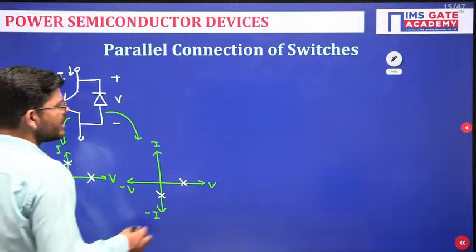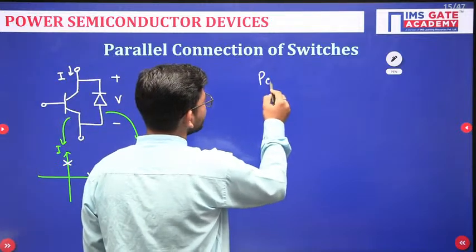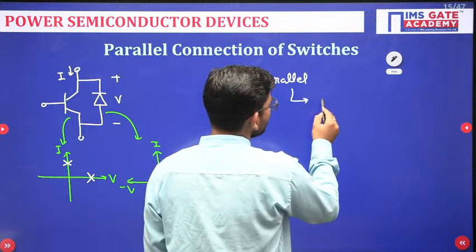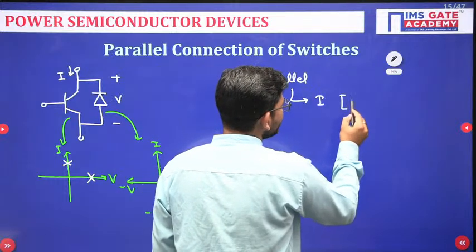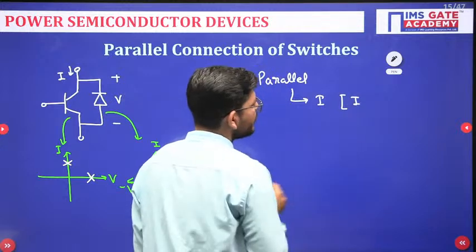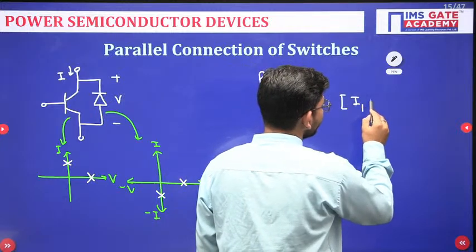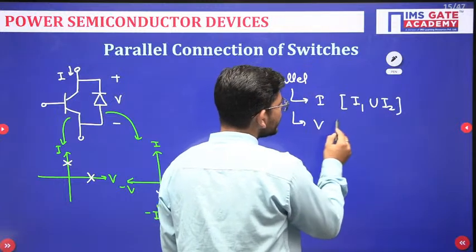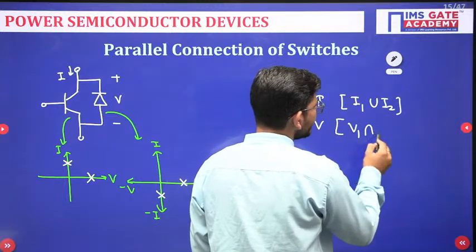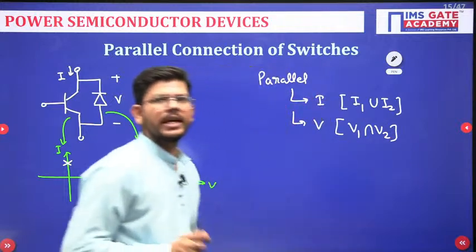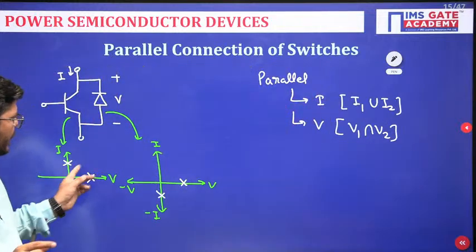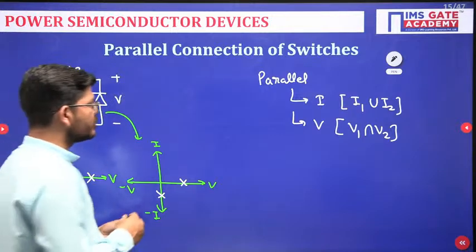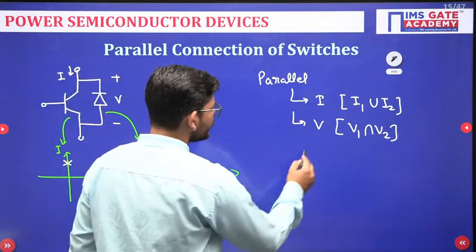Now they are connected in parallel. So in parallel, what do we have? When it comes to the current, the current is different in parallel connected elements, so you will take the union of currents, and voltage in parallel remains the same, so you will take the intersection of voltages. So out of these, we have to choose the common voltage and different currents. So what will be the ultimate switch realization?